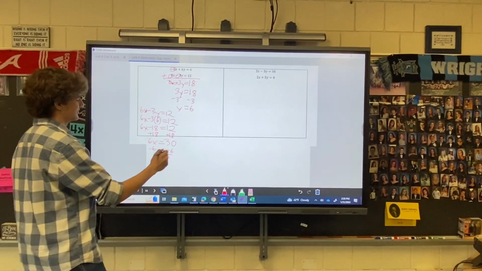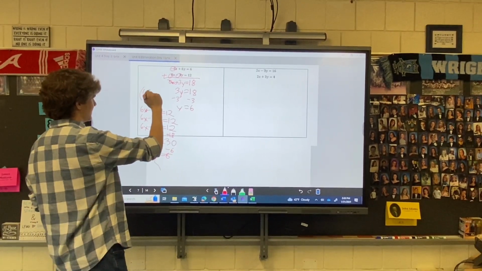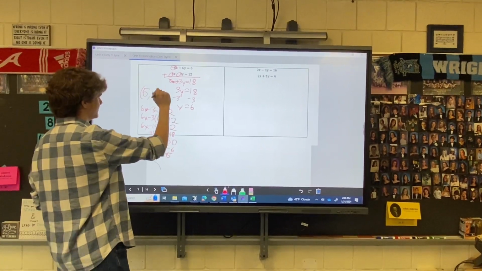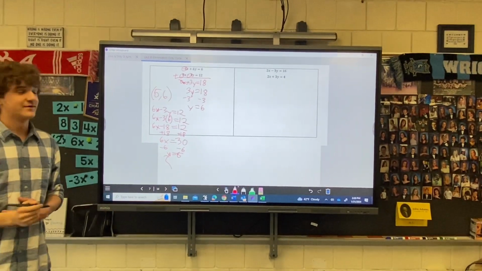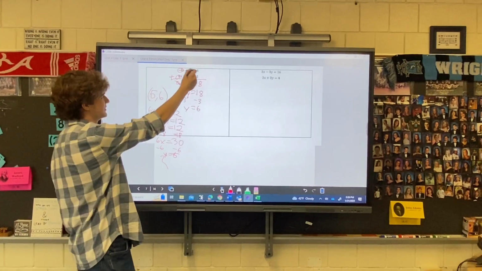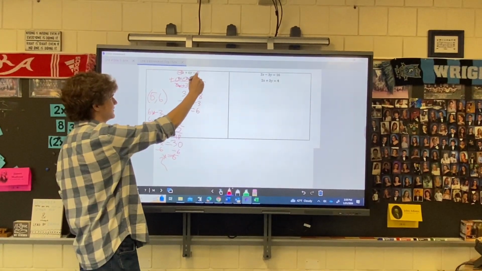So now I know that my intersection point is going to be x equals 5 and y equals 6. And if I wanted to check, I could sub those back into one of my equations and I would see that it's going to come out to these values.